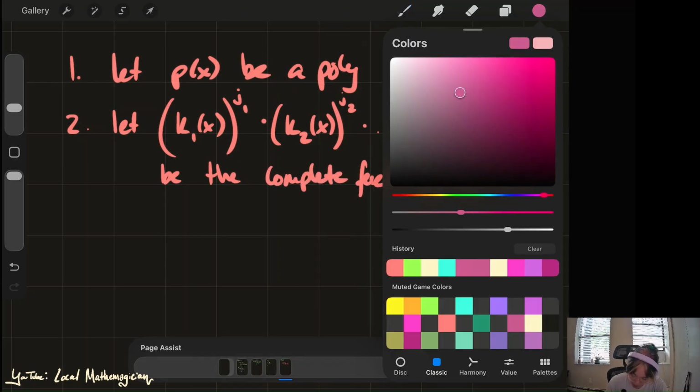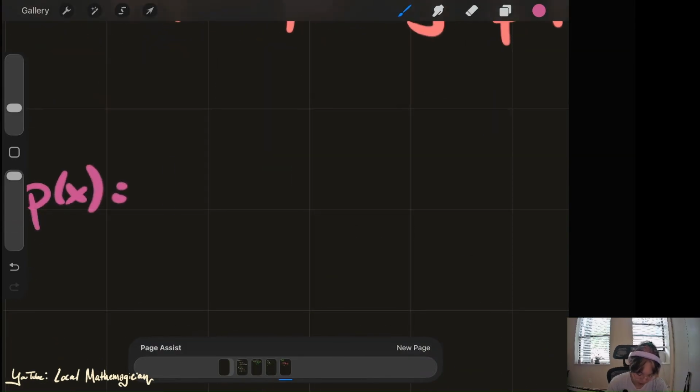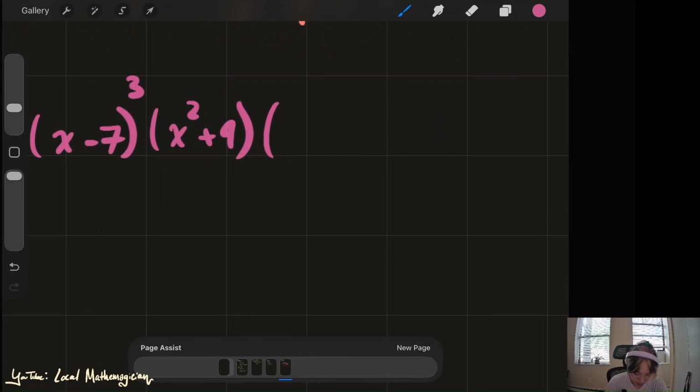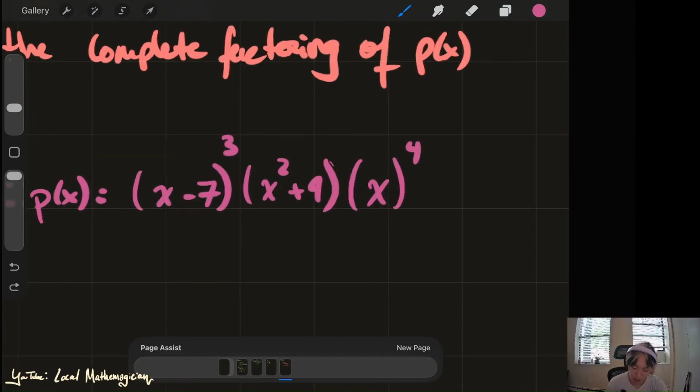So for example, let's say you have p of x completely factored out equals (x minus 7) to the third times (x squared plus 9) times x to the fourth. That's all this means. It's completely factored. You have some fully factored form, so you can't factor this anymore in the real space. These are linear factors, so on and so forth.